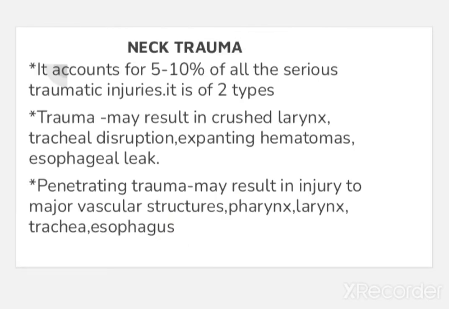Neck trauma. It accounts for 5 to 10% of all the serious traumatic injuries. It is of two types. Blunt trauma may result in crushed larynx, tracheal disruption, expanding hematomas, and esophageal leak. Penetrating trauma may result in injury to major vascular structures, pharynx, larynx, trachea, and esophagus.